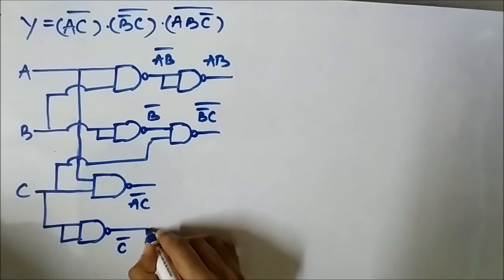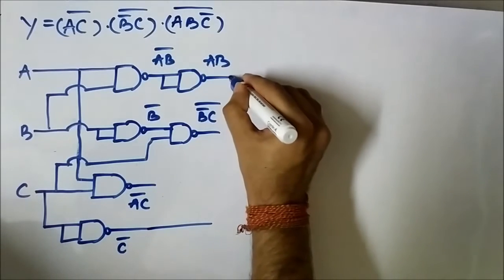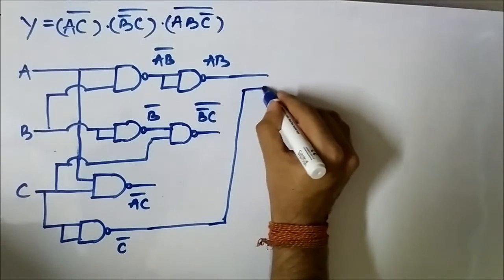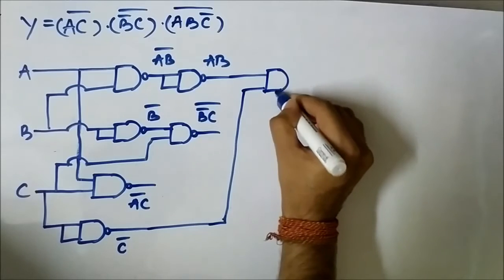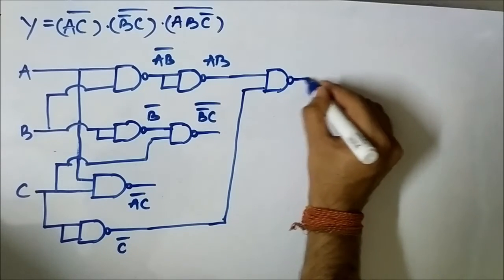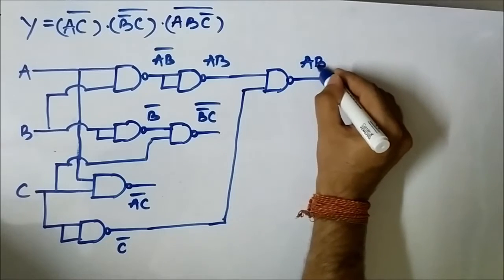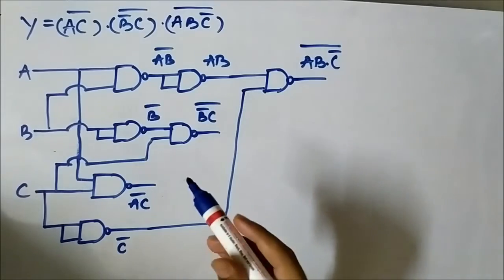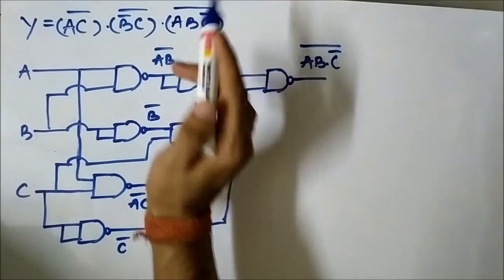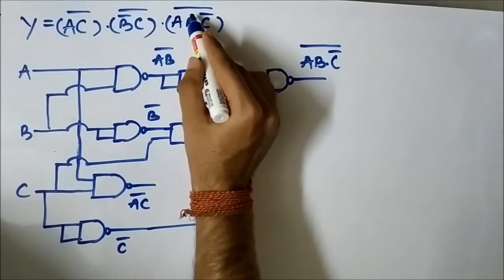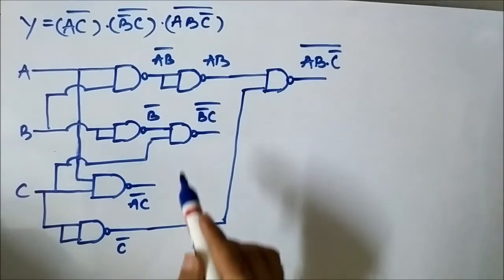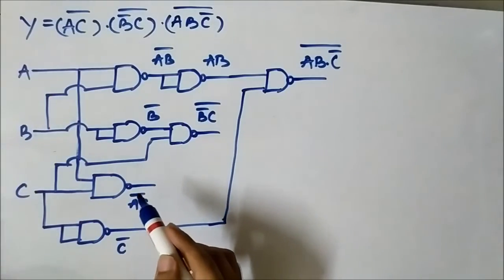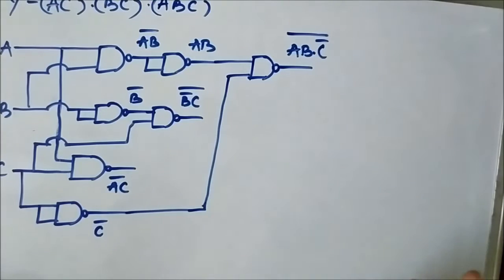Now we'll pass AB and C complement through another NAND gate to get ABC complement whole complement. So we got this. Now we have all the terms: ABC complement whole complement here, B complement C whole complement here, and AC whole complement here. Now we have to combine these three terms.